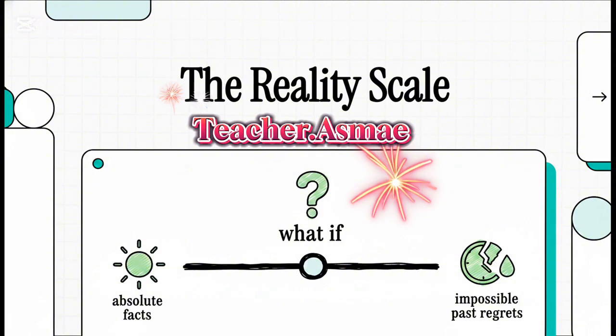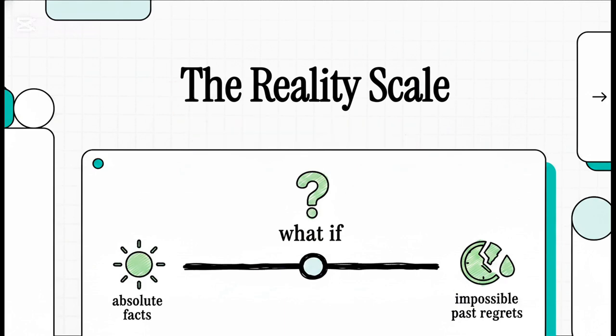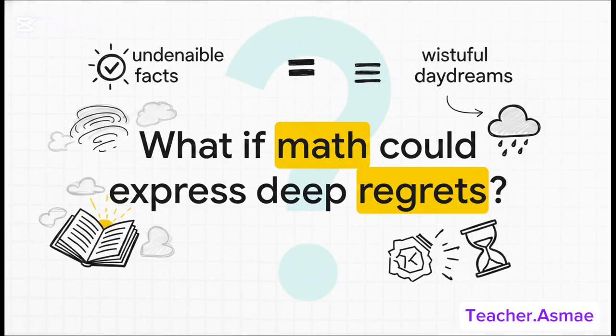Literally a sliding scale that takes us from absolute, undeniable facts all the way down into deep, completely impossible past regrets. So let me pose a quick question to you. What if you could express undeniable facts, wistful daydreams, and deep past regrets using just a simple math formula? Think about how powerful that would be.